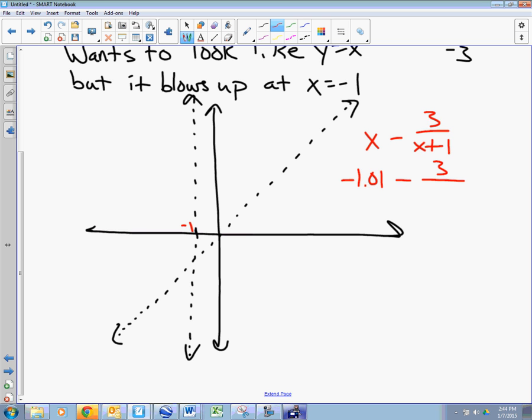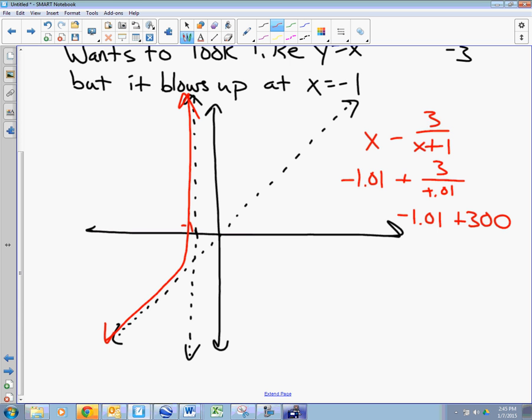What is -1.01 plus 1? -0.01. So this will be plus, won't it? What is 3 divided by 100th? 300. 3 over 0.01 is 300. So is this going to give us a big value or a small value? A big value. So it's going to start down and it's going to curve up.